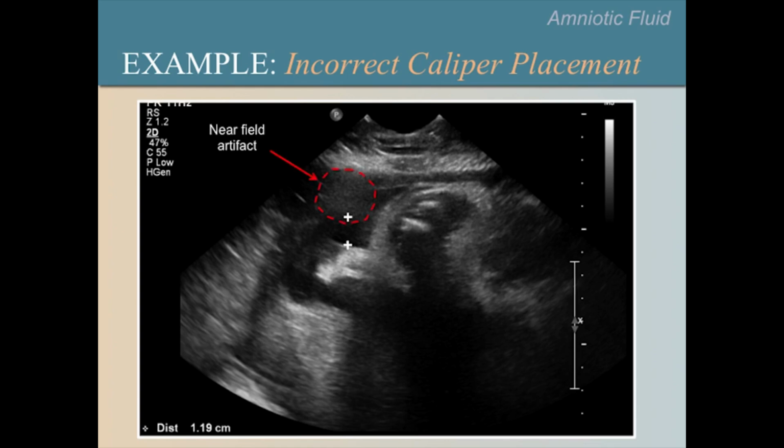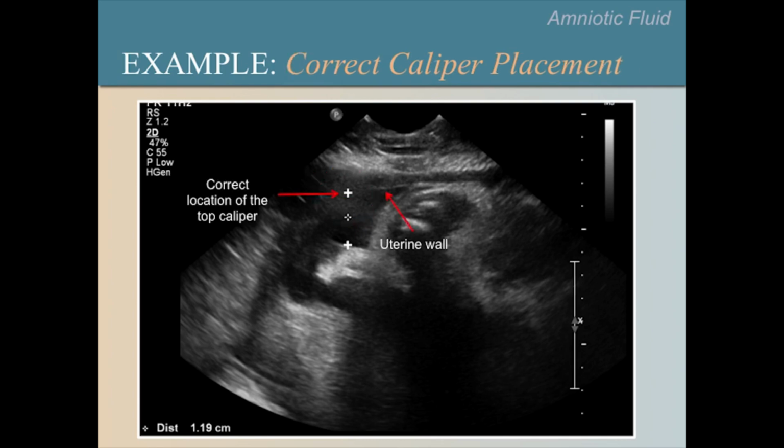Here we show the correct location for the top caliper, which was placed by estimating the greatest height of the amniotic fluid pocket from the uterine wall that can be seen just to the right of the top caliper. Here are examples of correct caliper placements measuring the vertical heights of amniotic fluid pockets. Please take time to look at these images now by pausing the video.